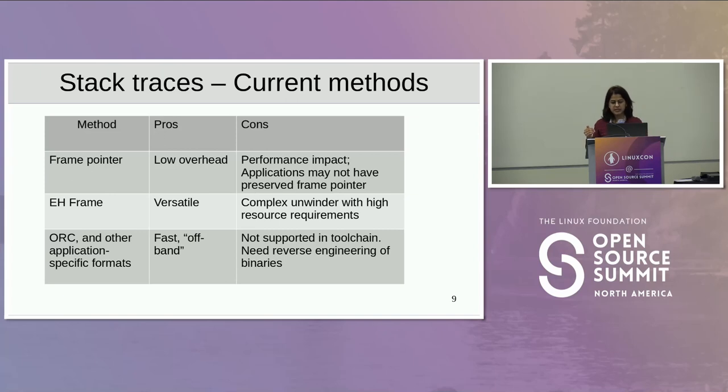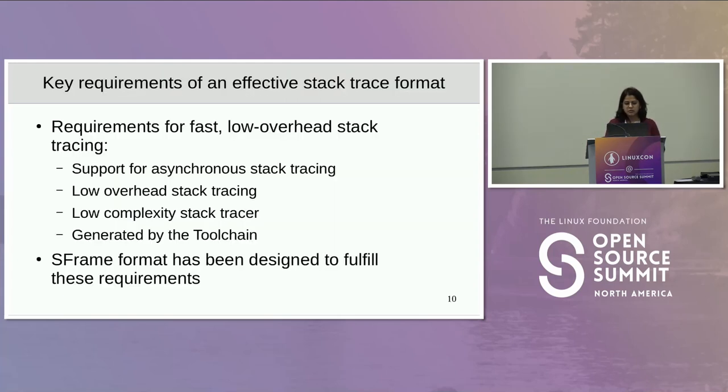The good thing about those is that these are fast formats. They are designed specifically for the application. Information is off-band, so to speak. But the problem here is that this is not generated by the toolchain, right? There is effort needed to reverse engineer and maintain these tools over time and port them across platforms. So this begs the question: is there a set of requirements which, if we fulfill, we can cater to the needs of fast and low overhead stack tracing?